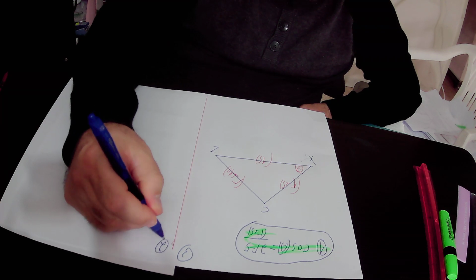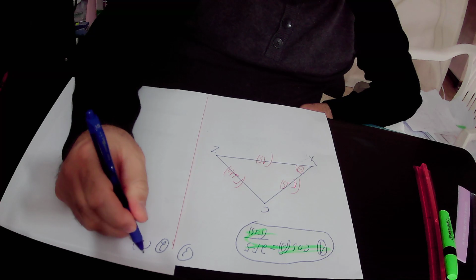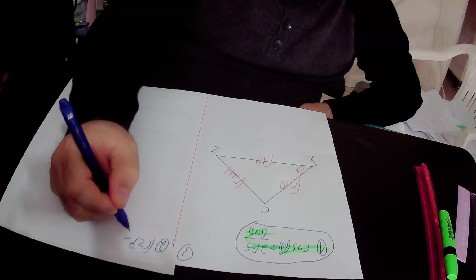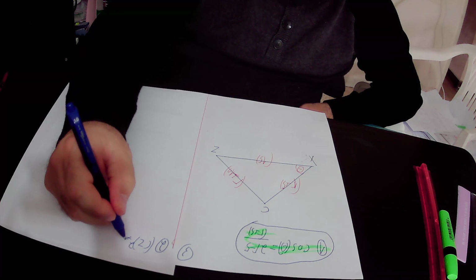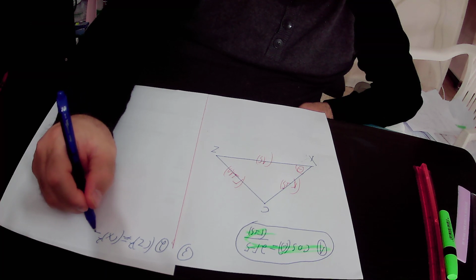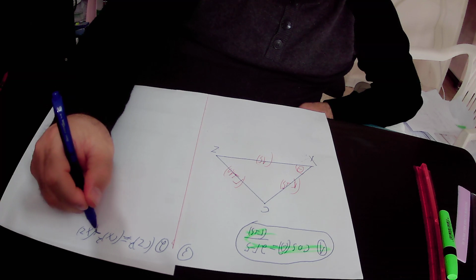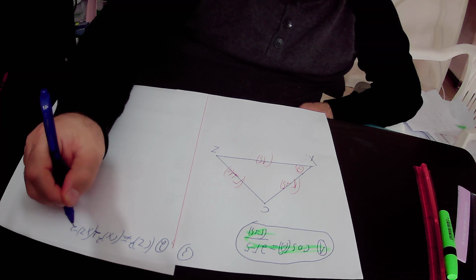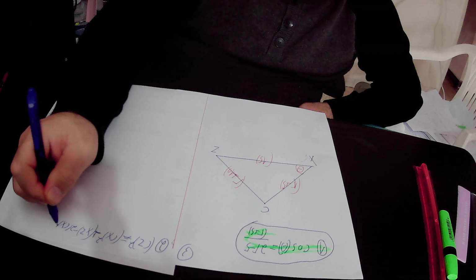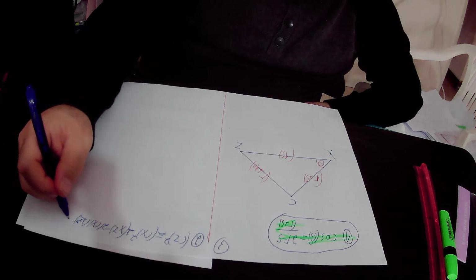According to equation number 2, we will get that CZ squared equals CX squared plus XZ squared minus 2 times CX times XZ times cosine theta.